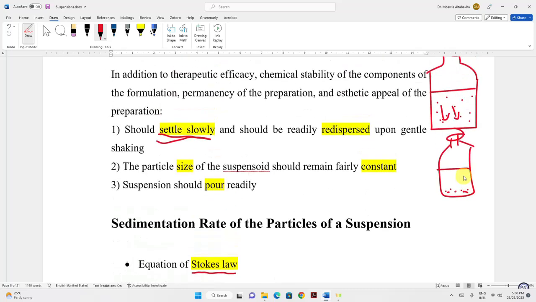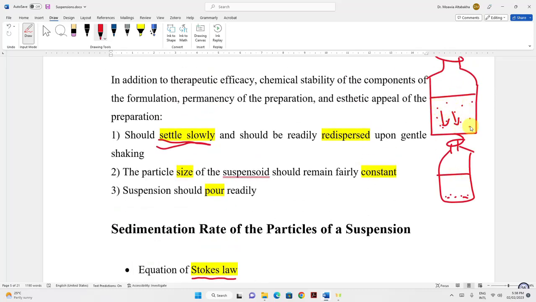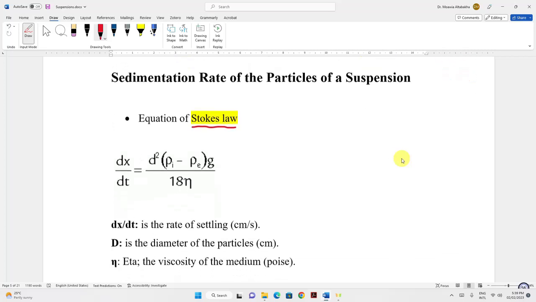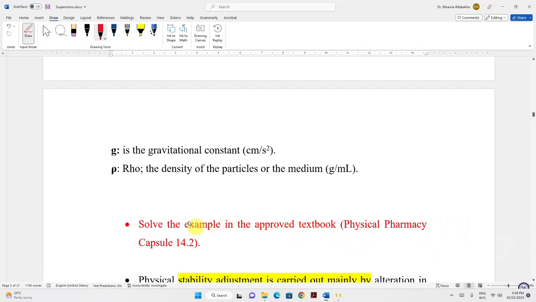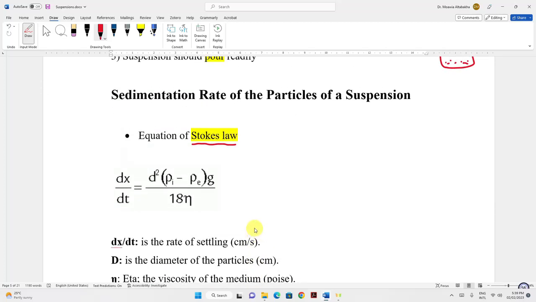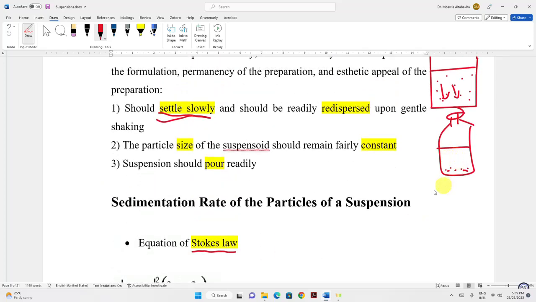Of course, there are some assumptions, like the concentration of the suspended particles is not high, the particles are spherical, the particles have uniform size, etc. But you should be able to solve the example in the approved textbook that you have under physical pharmacy capsule 14.2, Ansel's Pharmaceutical Dosage Forms and Drug Delivery Systems. Go to chapter 14, and you will find an example. This example shows you how to do the calculation of velocity, how fast these particles will sediment.